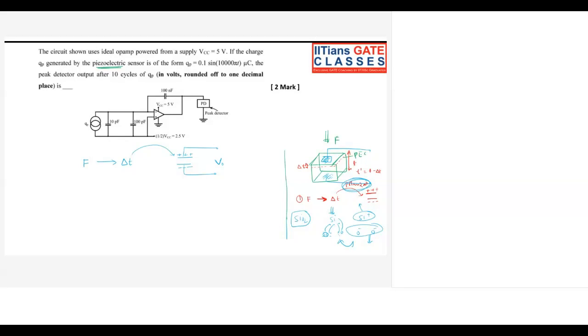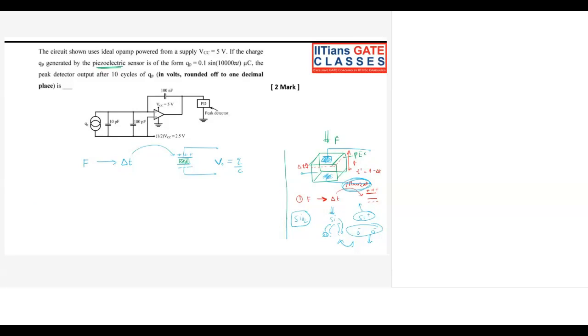So from any capacitance, how are you going to get the output voltage? Q is equal to C into V, so V equal to Q upon C. Whatever charges you get here, you can divide by capacitance. How is the capacitance getting formed? These two electrodes are there, and in between the piezoelectric crystal is there, which is going to work as the dielectric. So the piezoelectric crystal is attached between the two electrodes, right?